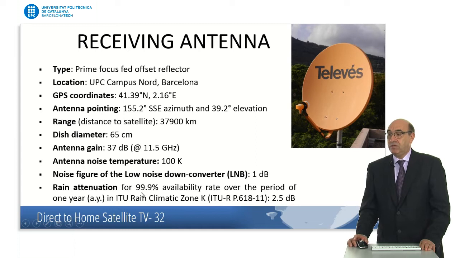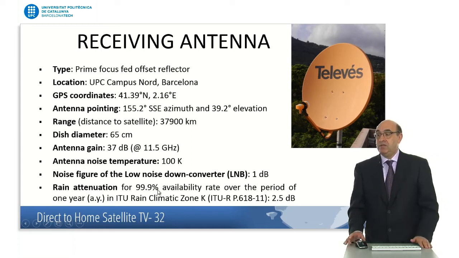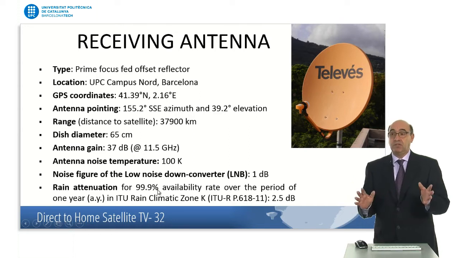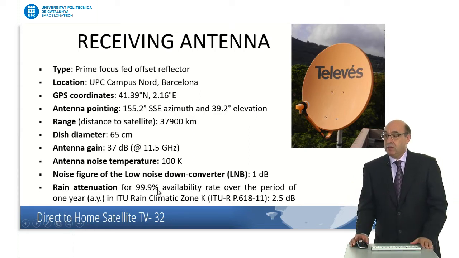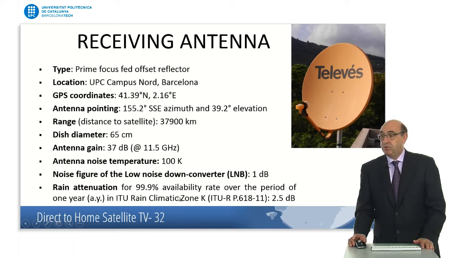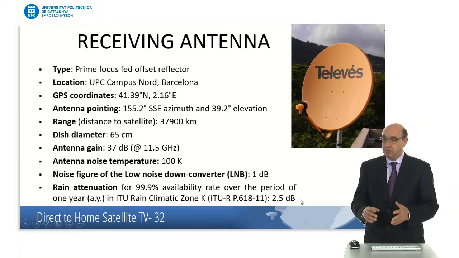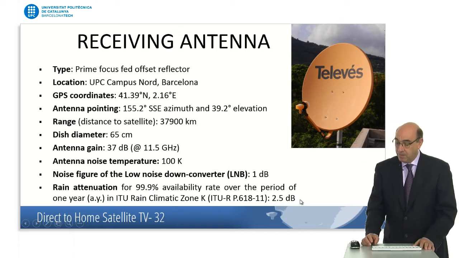For instance, if you assume 99.9% of the time the signal should be correctly received, that means about 1 in 1,000, that means about 10 hours per year. Then you don't exceed a certain amount of rain, and for this purpose you have to define or use a margin of 2.5 dB. If you want to tighten this number, then you will have to increase this margin. Depending on your specification, this could be changed, but that's the order of magnitude.